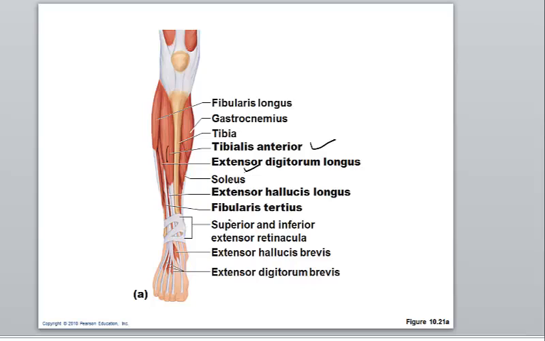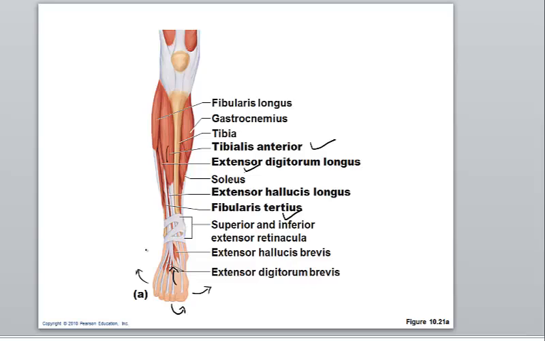And fibularis, right over here, tertius or peroneus, you can call them both: dorsiflexion and eversion. Eversion is this side of the foot. Inversion is this side of the foot. Dorsiflexion is upwards. Plantar flexion is downwards. So you have your fibularis tertius, dorsiflexion and eversion of your foot.